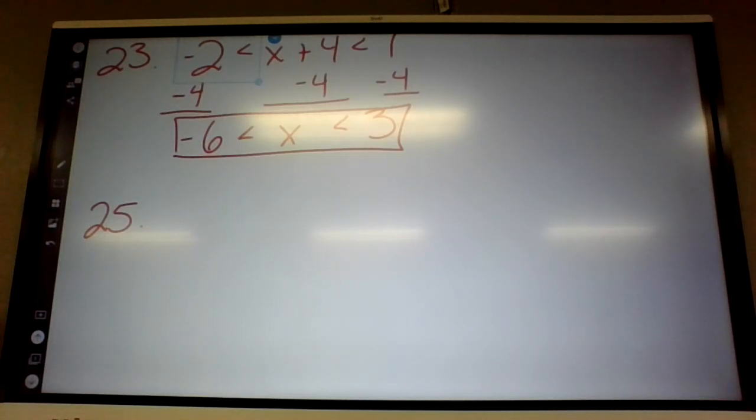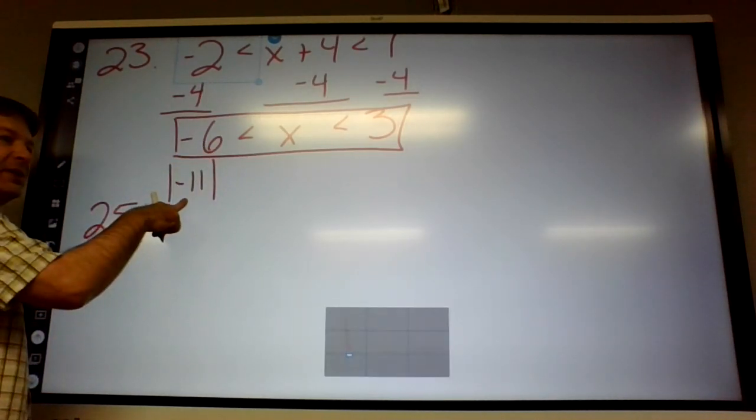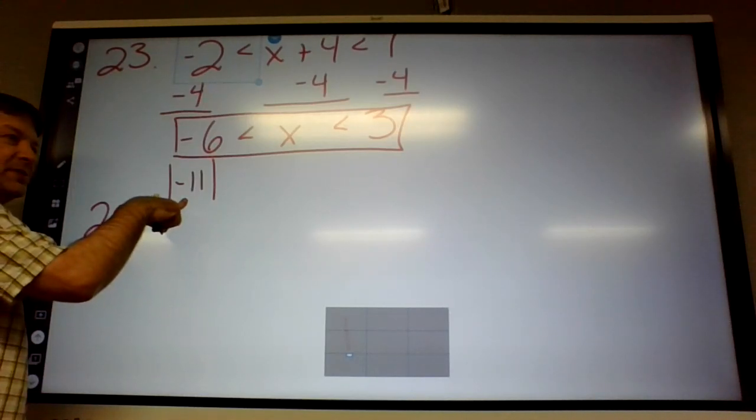Okay, on 25, it says this. What are you doing? Can I look and see if there's somebody at the door? Nobody's at the door. It's been doing that since, exactly.